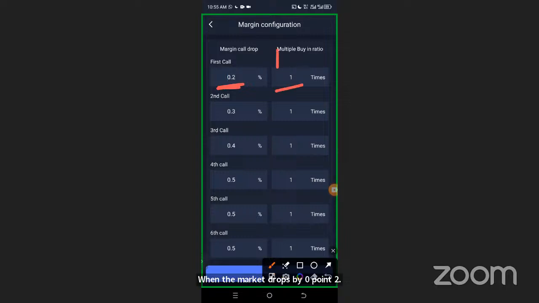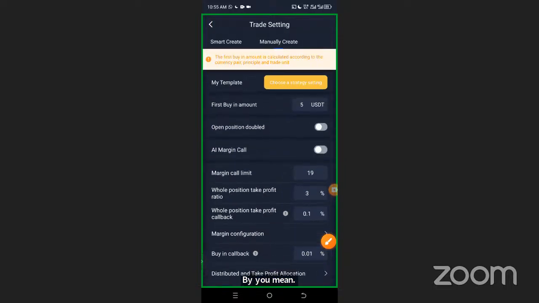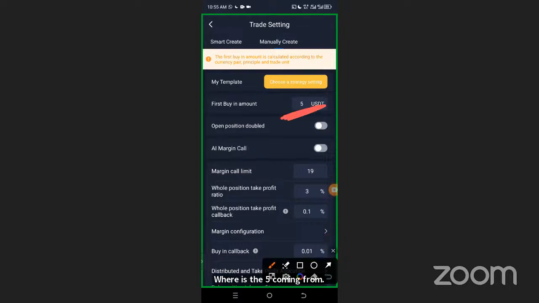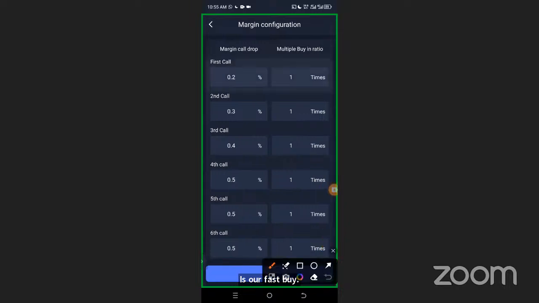This is 1 times 5. Where is the 5 coming from? The 5 is our first buy-in amount. So when you click on margin configuration, whenever the market is going down, the robot will multiply the first buy-in amount times the number you have put here.